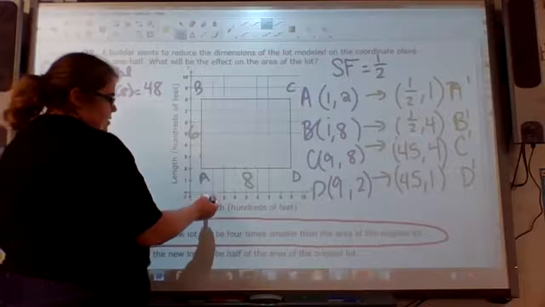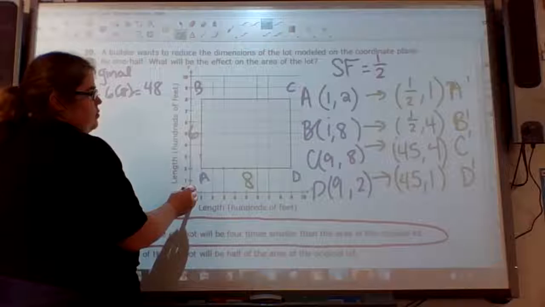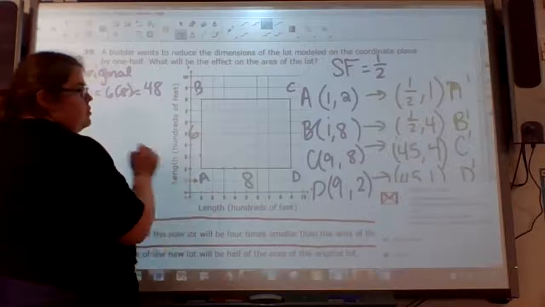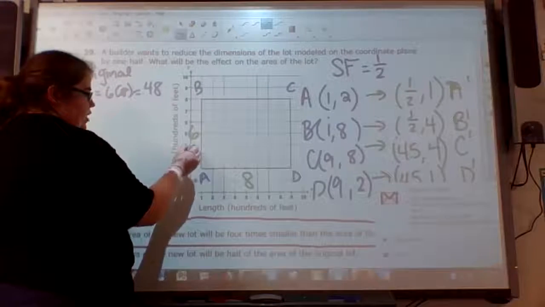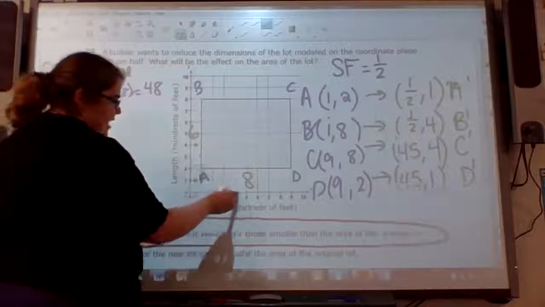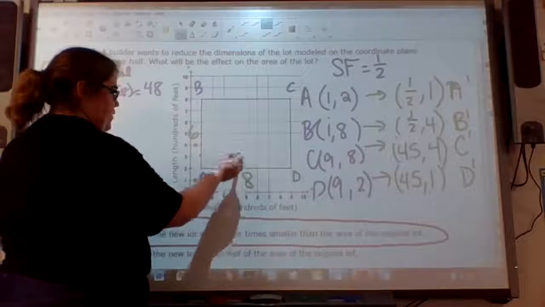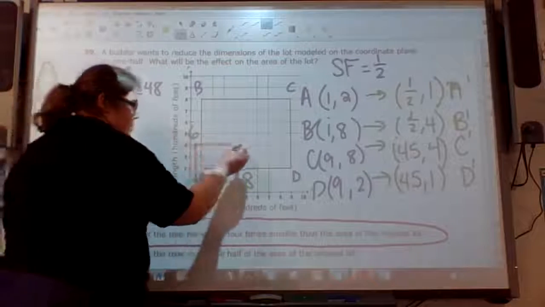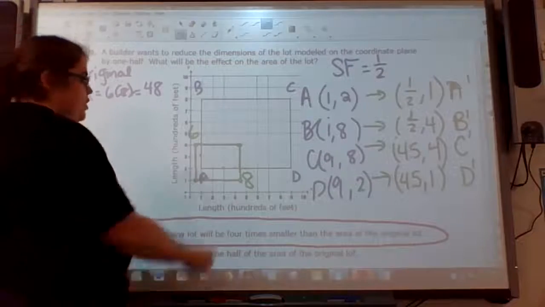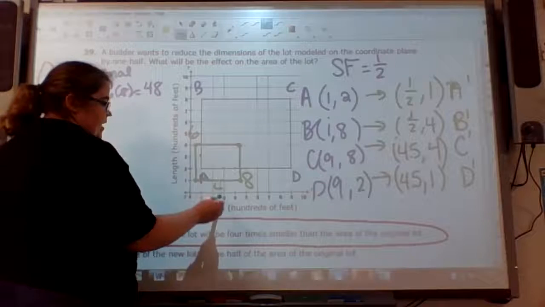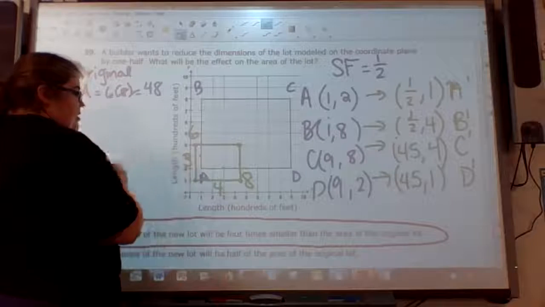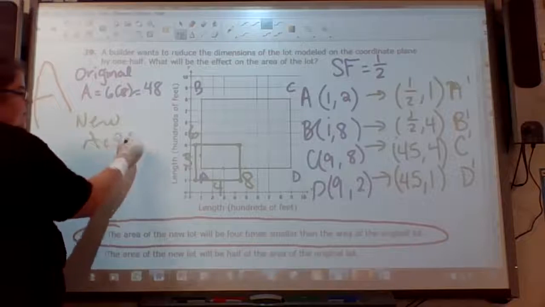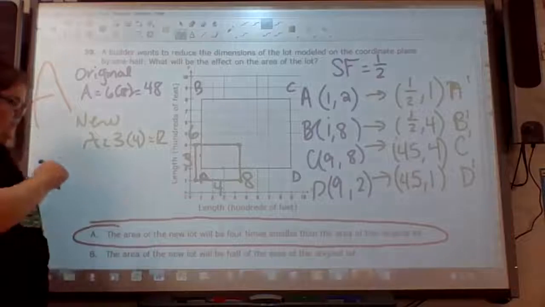So let's plot the new points. Was it 1/2, 1? Yeah, 1/2, 1. 1/2, 4. 4.5, 4. And then 4.5, 1. My rectangle got this small. So I'm at 1, 2, 3, 4 as my base. 1, 2, 3 is my height. So my new area is 3 times 4, which is 12.